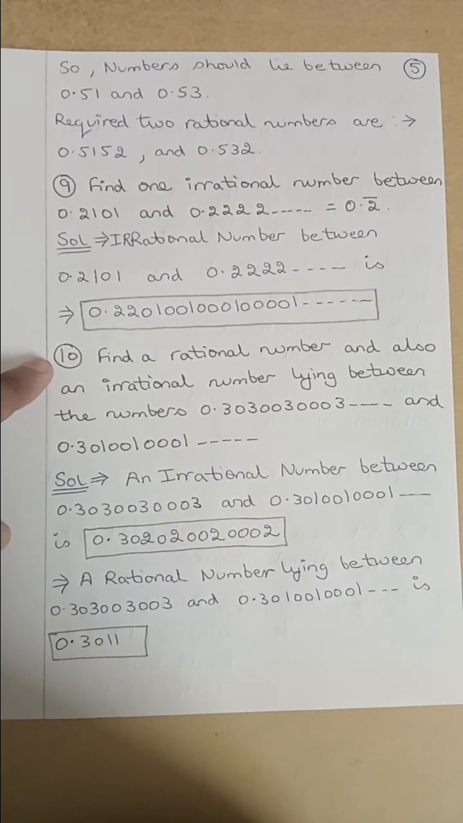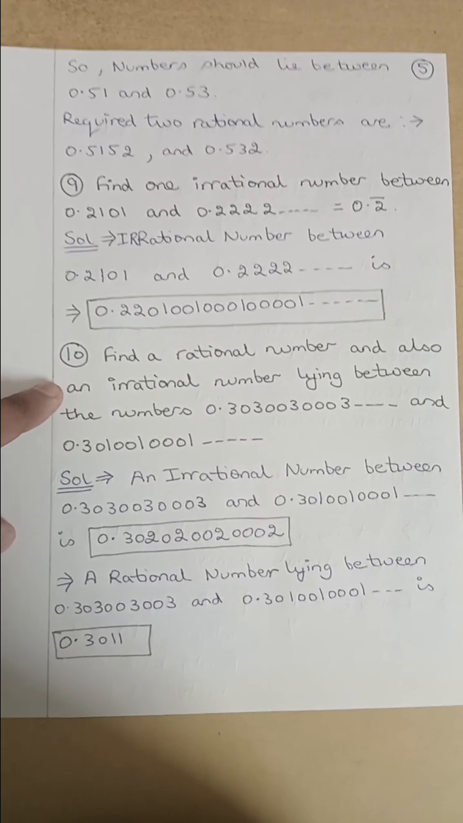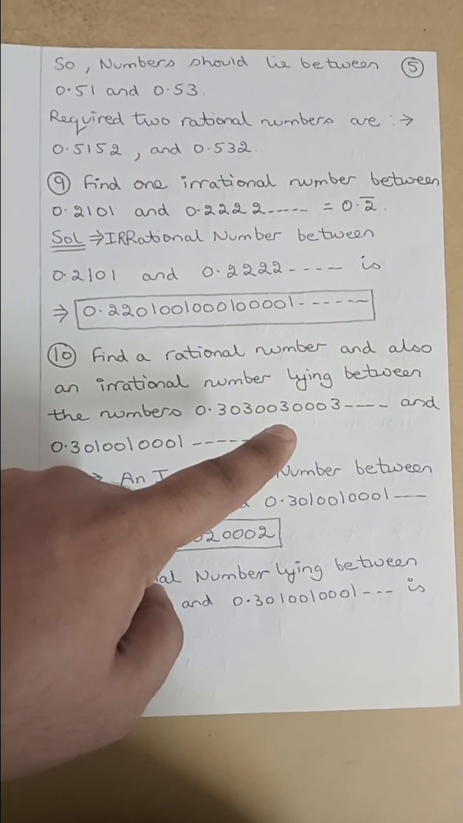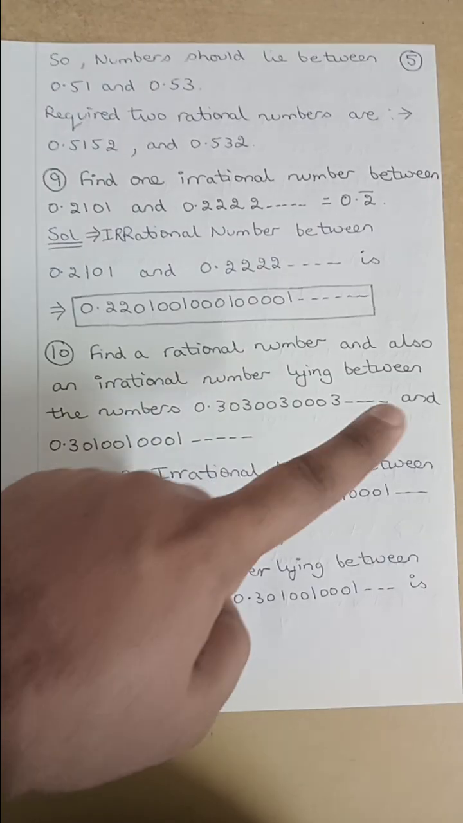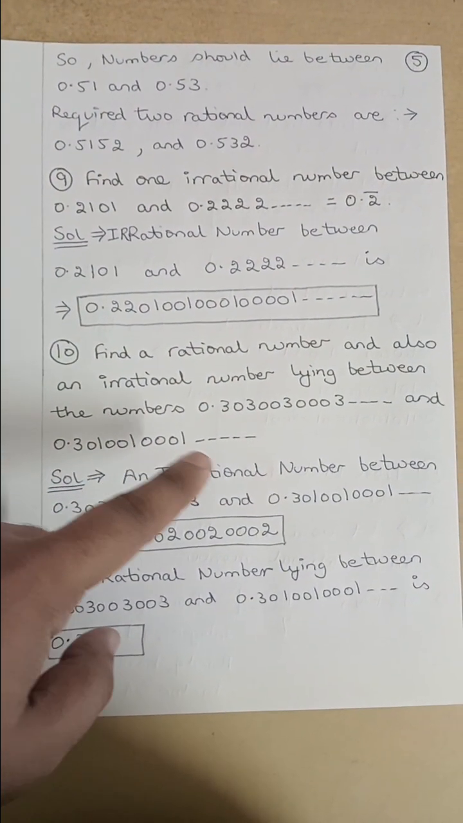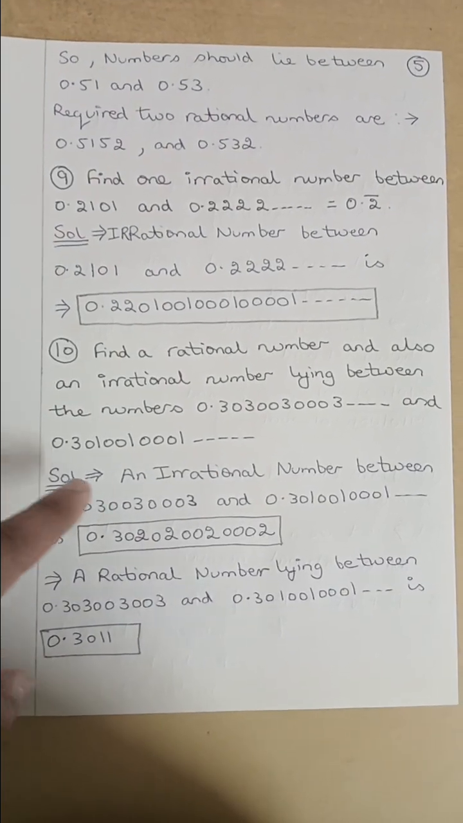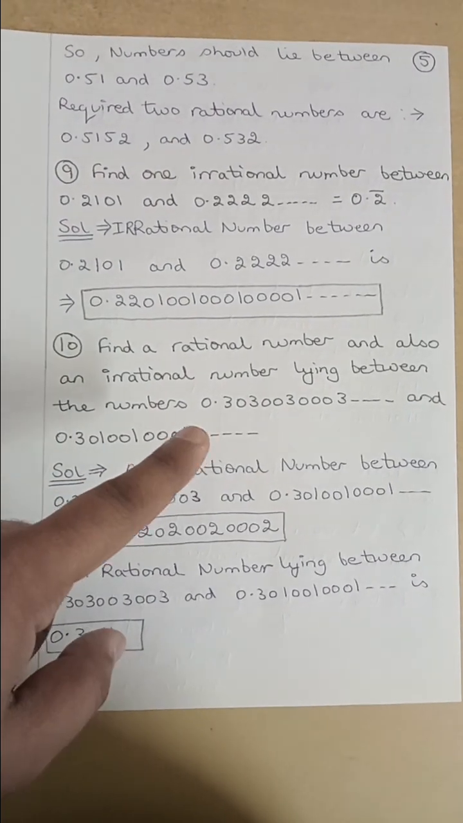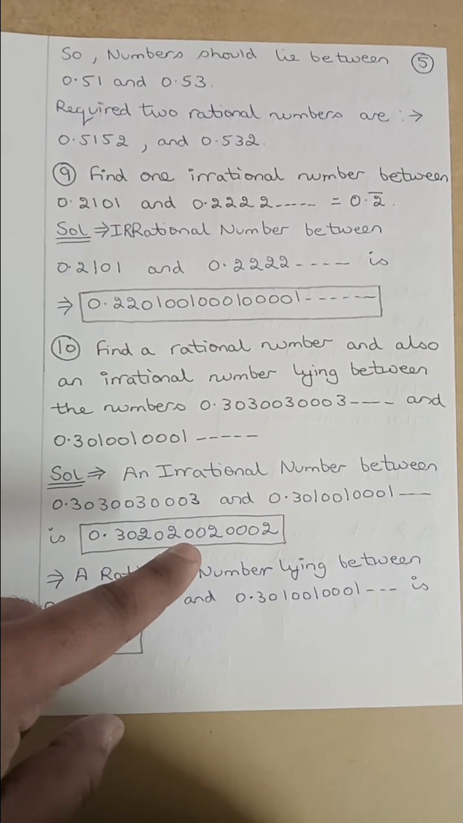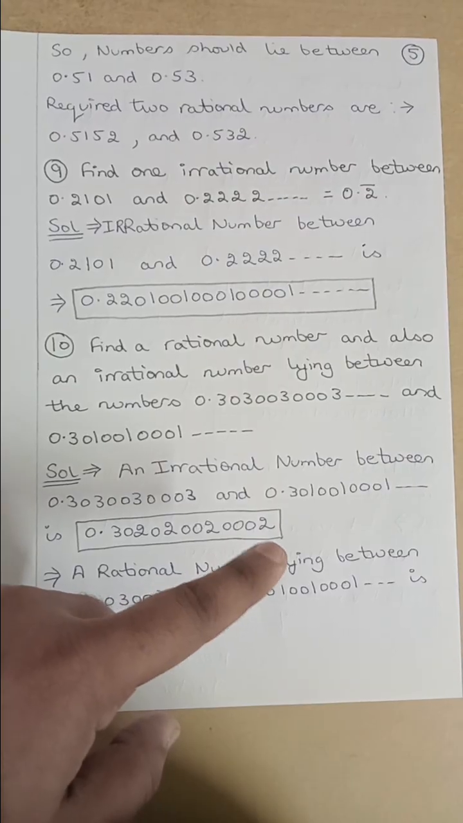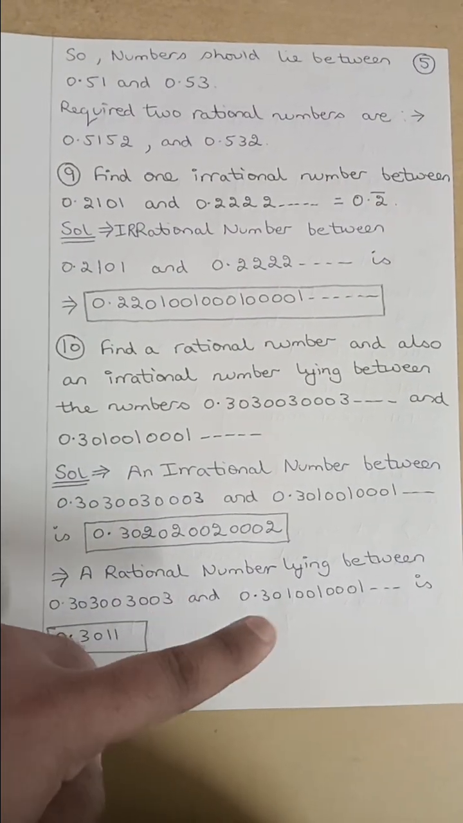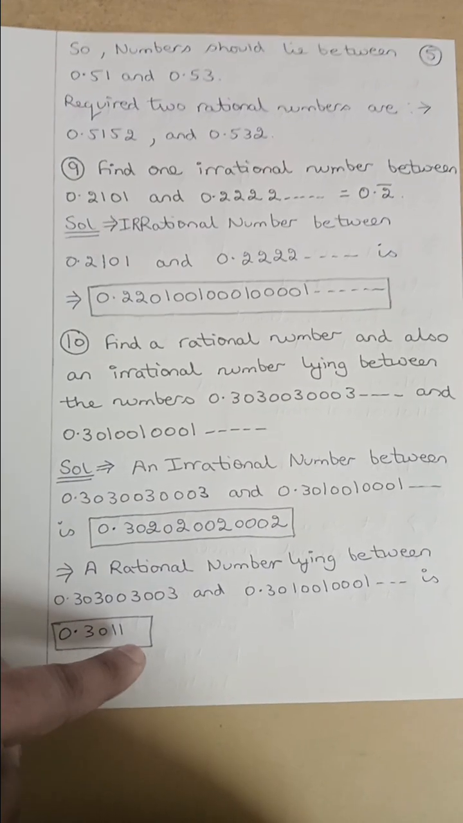10th, find a rational number and also an irrational number lying between the numbers 0.303, double 03, triple 03, and so on, and 0.301, double 01, triple 01, and so on. So an irrational number lying between these two numbers is 0.3020, 200, 2, triple 0 2, and a rational number lying between these two numbers is 0.3011.